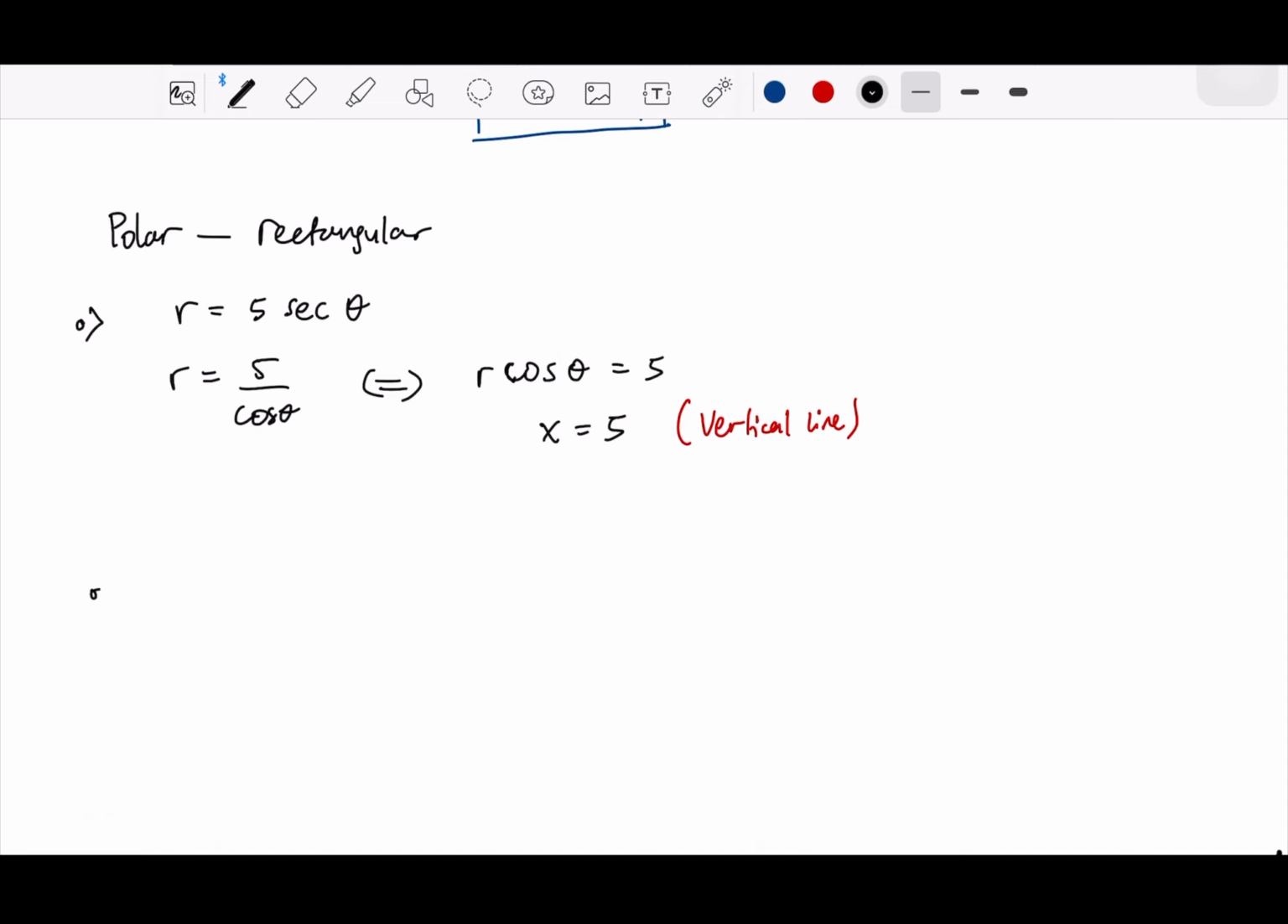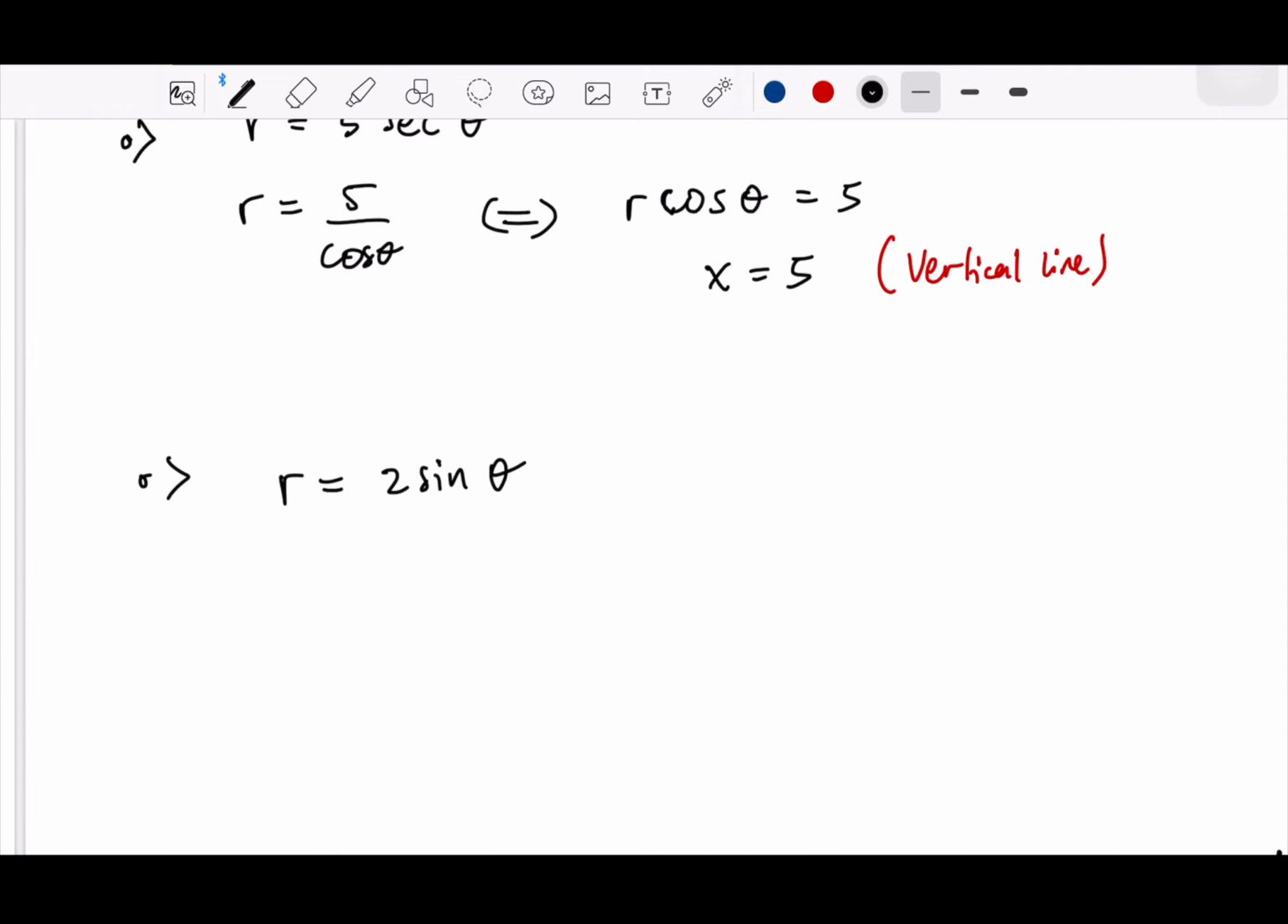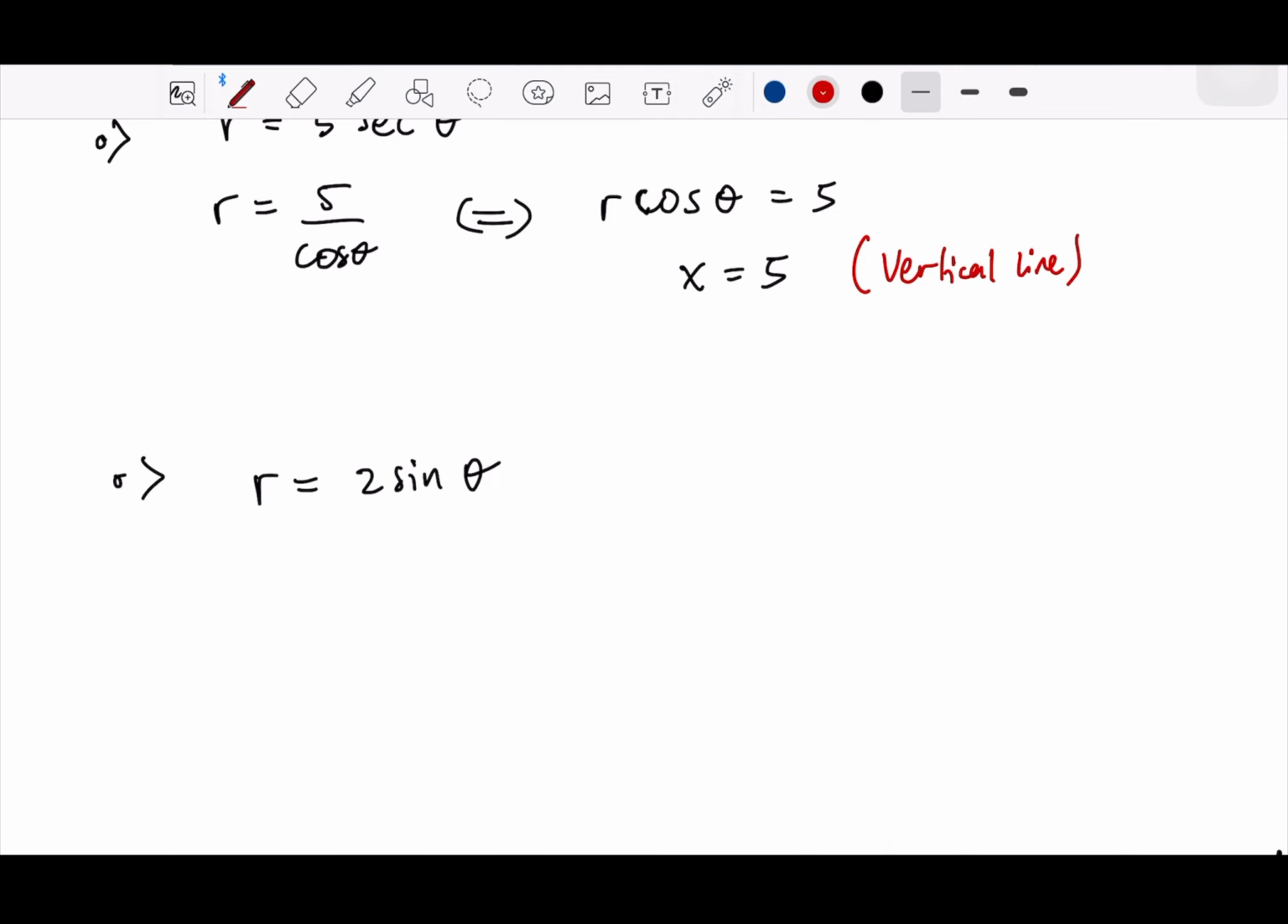And then if we have r equal, let's say, 2 sine theta, how do we solve this? First is to multiply by r. So we multiply both sides by r, because we want to use the formula r squared equals x squared plus y squared, and we get r squared equals 2 r sine theta.